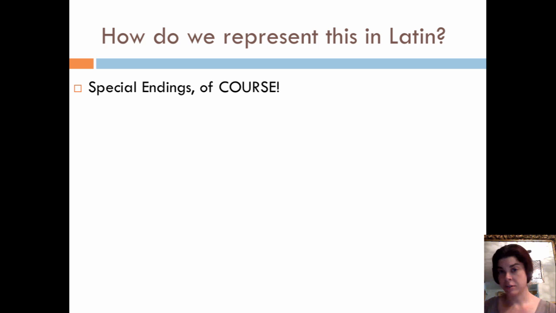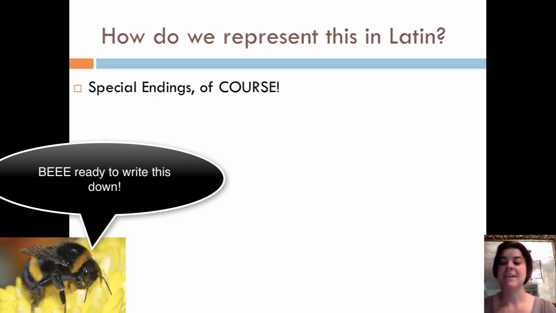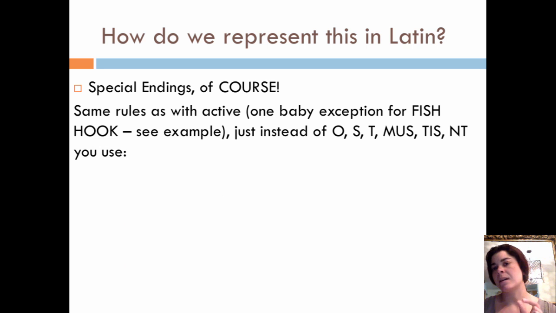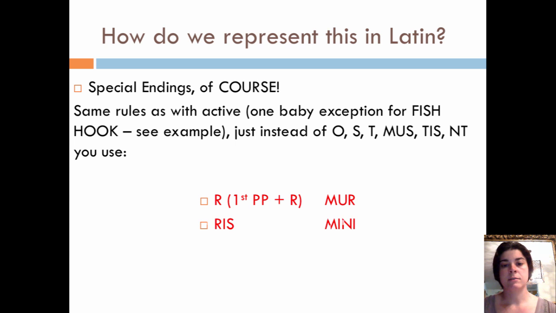First, we're going to use some special endings because Latin loves its endings, as you are very well aware of. These special endings are going to follow the same rules as the active. The only difference is instead of using -o, -s, -t, -mus, -tis, -nt, we're going to use a different set of endings. Now there is one teeny tiny baby exception in the third conjugation, because you know how third conjugation is, but we'll see it in the example, and it's very small. So -r, -ris, -tur, -mur, -mini, -ntur are the new endings that you're going to see.